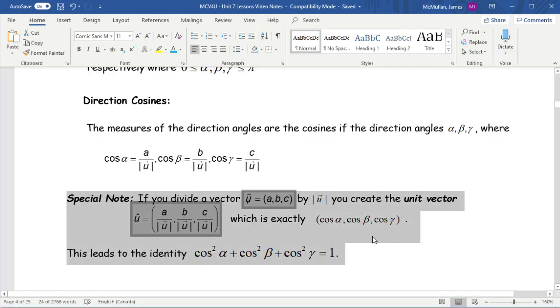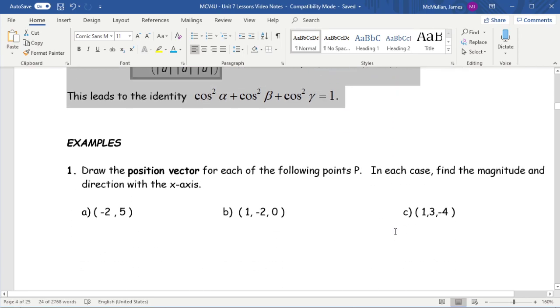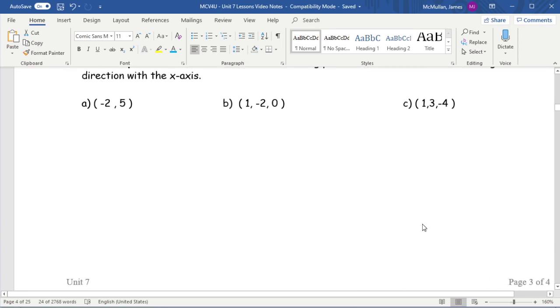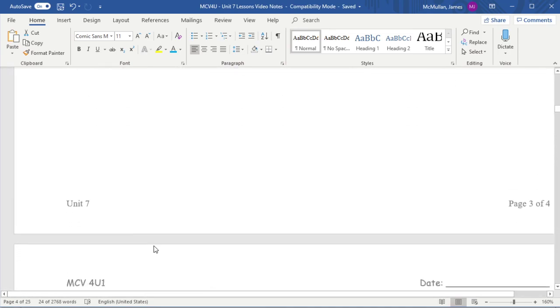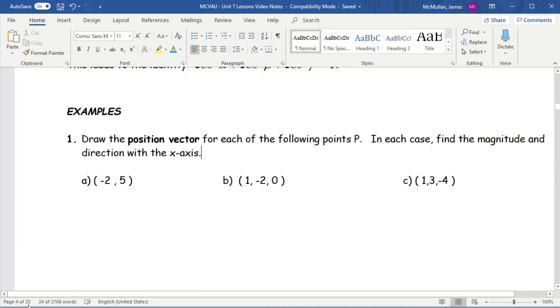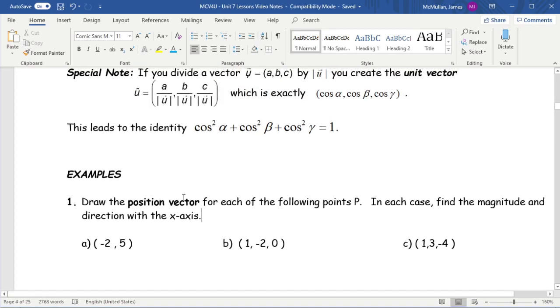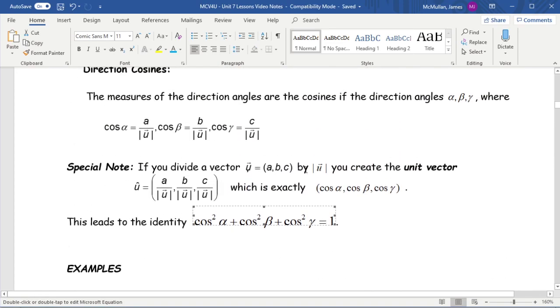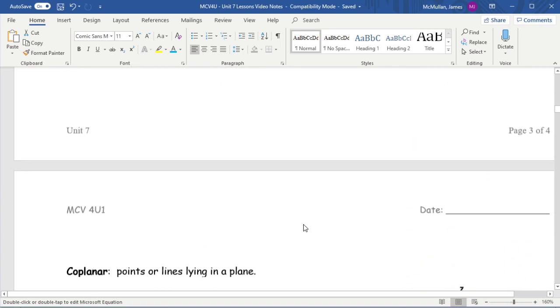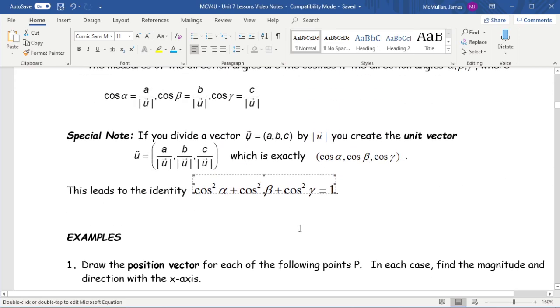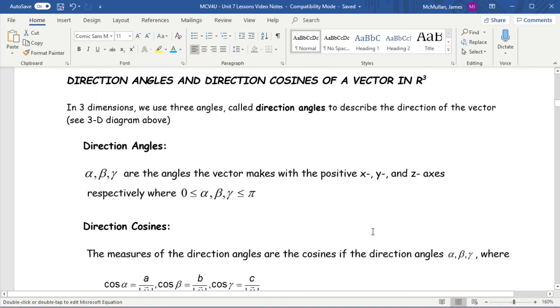Just put a note beside it, and when you're studying for the test, come back to page 3 or whatever. Sorry, I don't know what page this actually is. It looks like page 4, but anyway, come back to this page and review the direction angles and the special identity. It doesn't come up very often. It's not something you're going to be using every question. It's easy to forget, so just come back to it.